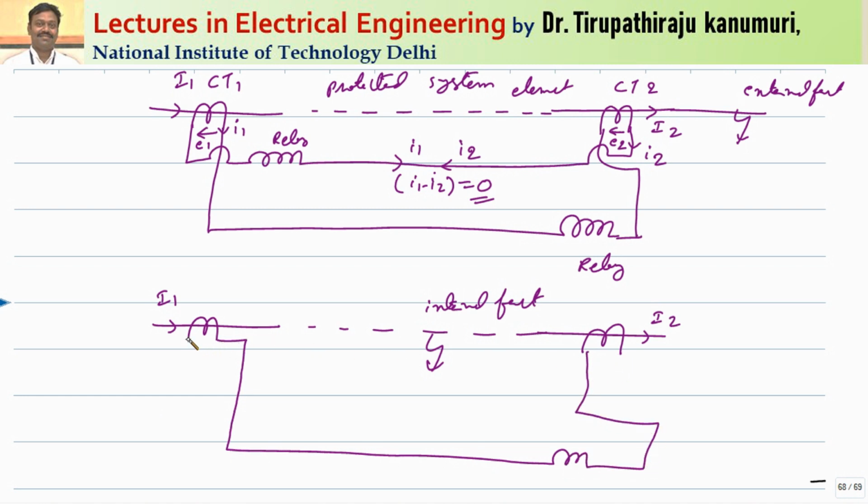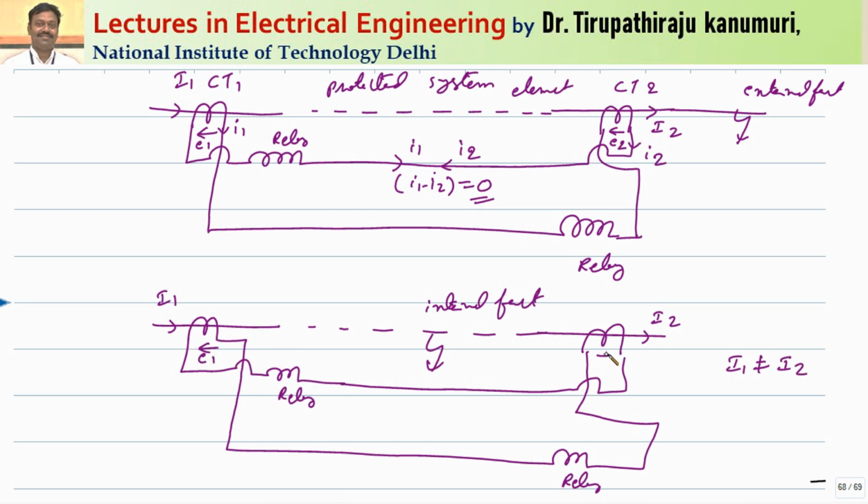relay elements are connected like this, and there is a relay element in the sending end and a relay element in the receiving end. So this is my relay and this is my relay. Whenever the internal fault happens, I1 will not be equal to I2. So because of this, the EMFs that are induced, this is my EMF E1, let us take this EMF as E2, E1 will not be equal to E2, therefore the current circulates in the secondary of the CTs.